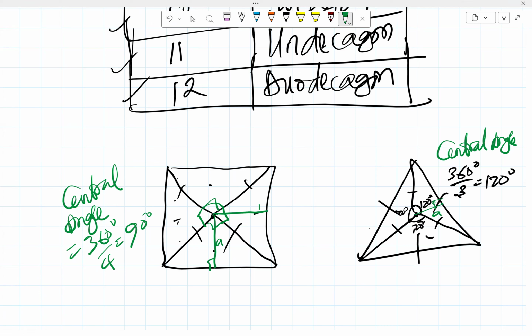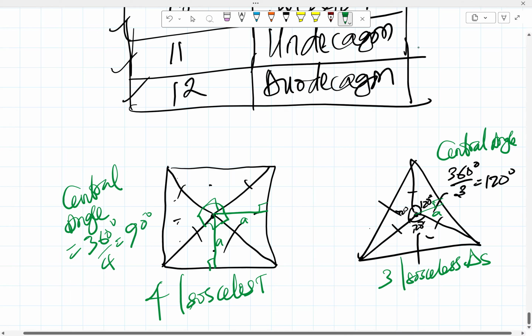You can have it this way. That is A also. Anyhow you draw it, you can draw it in any direction. But as usual, because this is equilateral, by the time you draw to the center, the number of triangles you have is equal to the number of sides. Because this is a triangle, we have three of these, three isosceles triangles. And because this is a rectangle, here we have four isosceles triangles like that.